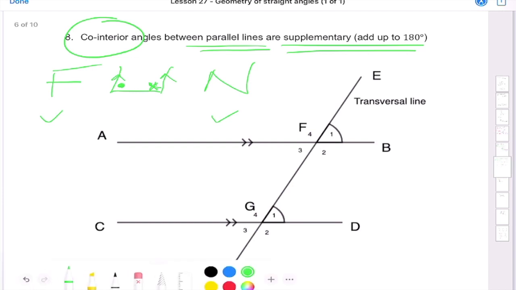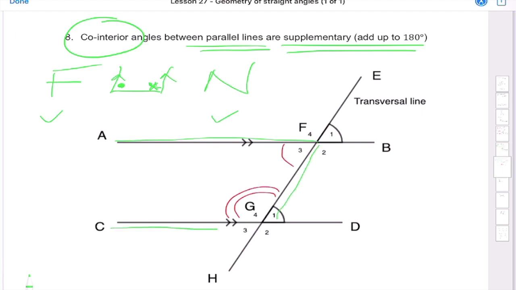In this diagram, therefore, you will notice the angle F3 and angle G4, they are not equal, but if you add them together, they should give you 180. This is because, as you can see, there is that letter U there, which is facing the other way. Angle F3 plus angle G4 must give us 180 degrees.